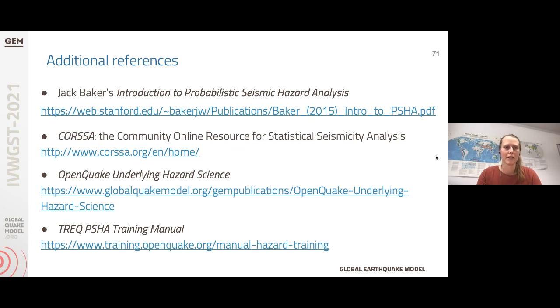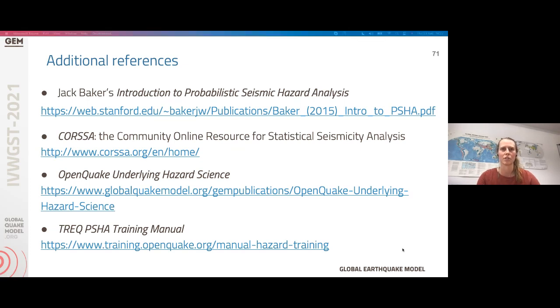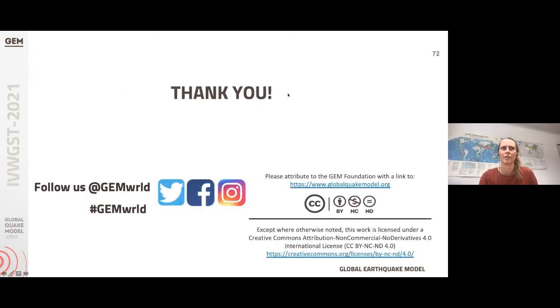I'll close by providing some additional references for introductory information for PSHA, as well as some of the underlying concepts that are available. In particular, I'll point to the TREK PSHA training manual that was recently developed and is complemented with some interactive examples. This is also part of the TREK project within which the Dominican Republic model was developed. And with that, I'll take your questions.